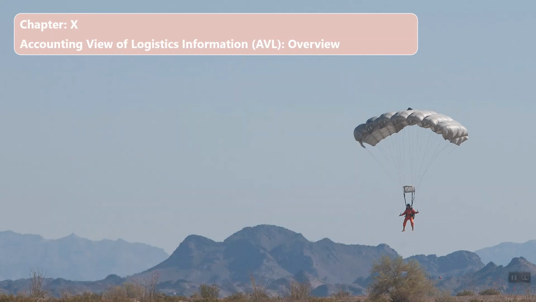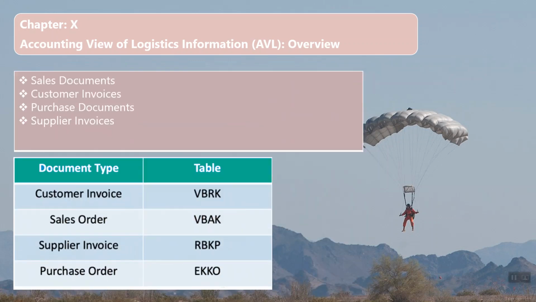Okay, another important topic is accounting view of logistics information. It is called AVL. AVL is nothing but all your sales data, sales documents, customer invoices, supplier invoices, as well as purchase documents. How to replicate those into the central finance system during initial load and real-time replications.